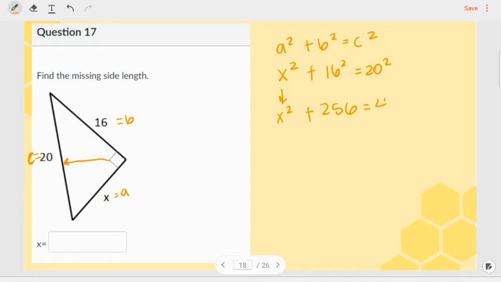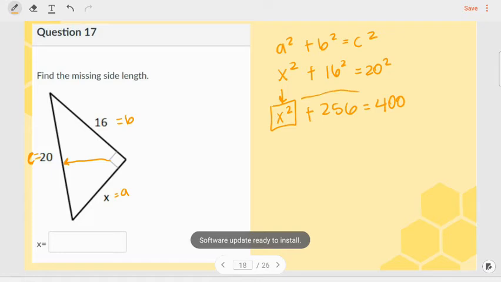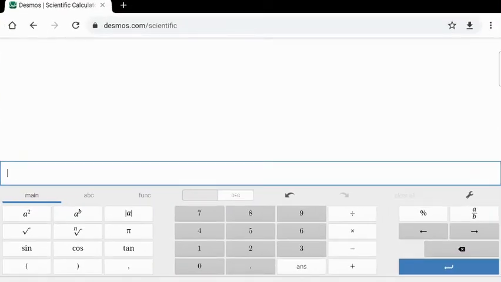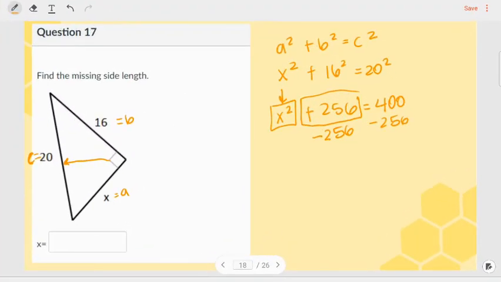And 20 squared, I happen to know offhand, is 400. Now, x is over here this time, and before you just take a square root, remember that x is not by itself. I have to get rid of the plus 256 first. Because it's addition, I'm going to use the opposite operation, subtraction. So 400 minus 256 is 144. And I'm going to take the square root of 144, and I'm going to get a whole number this time. 12 times 12 is 144, so x is equal to 12.